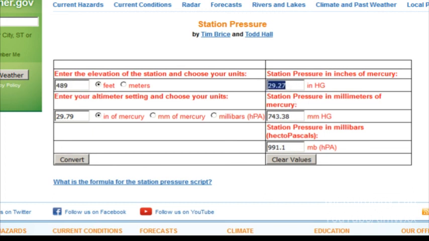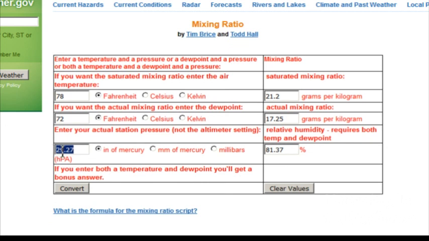Okay, so the station pressure is 29.27, and I put that in the calculator and press convert, and you see what we get for mixing ratio. This is the actual mixing ratio. This is how much water vapor there is in the atmosphere in Austin. So for every kilogram of dry air, we have 17.25 grams of water vapor. Now the air can hold 21.2, so if we divide that into that, we get a relative humidity of 81%.